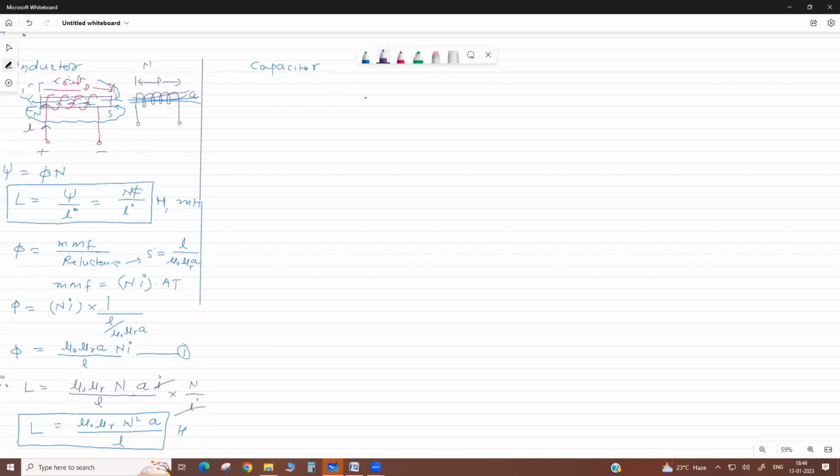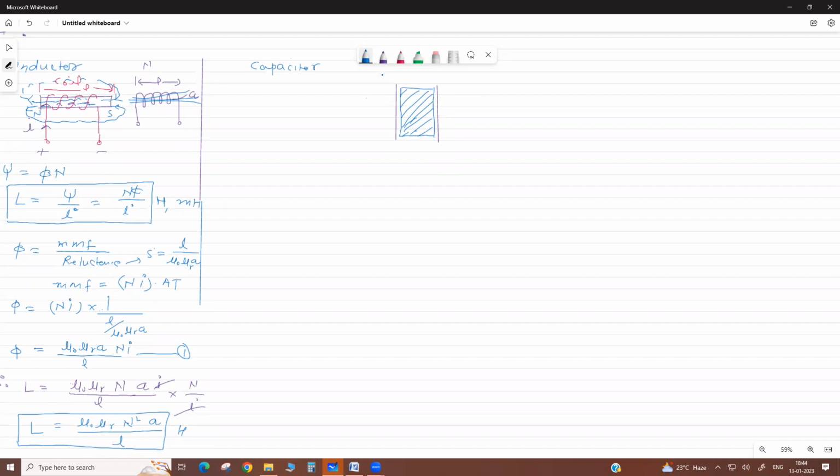Capacitance is the property of a capacitor. What does a capacitor mean? It is made of two plates, positive and negative, with a dielectric medium between them. The dielectric material we put can be air, an insulator, mica, or oil type also.